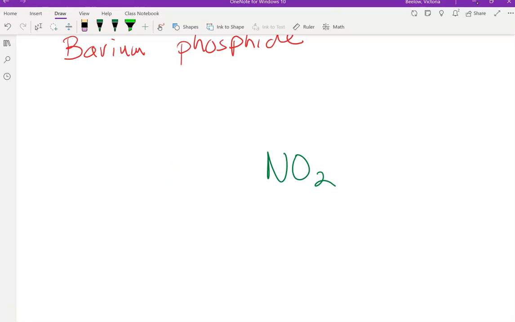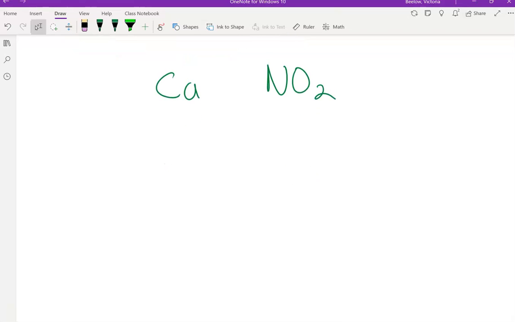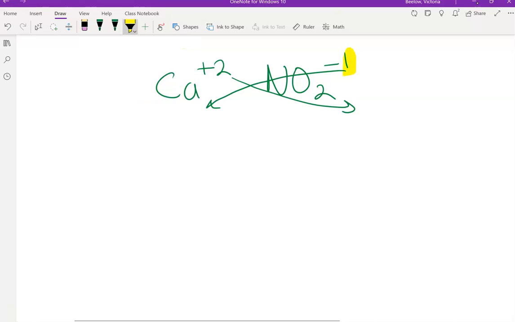So actually, instead of potassium, to make this a little bit more challenging, I'm going to change this to calcium. Calcium has a charge of +2. NO2, this is on the back of your periodic table. This has a charge of -1. I'm still going to do the crisscross method. So this 1 goes here, right? We don't write the 1s, but I'm going to put it there for now. And then this 2 goes here. So it's Ca, there's a 1 here, but I don't have to write it.